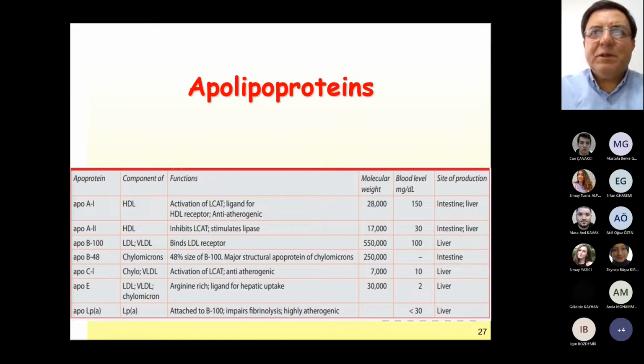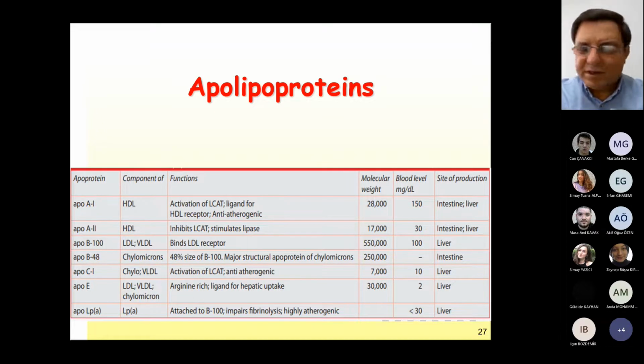And there are apolipoproteins, and these are associated with the lipoprotein particles. They have very important functions, like they have some recognition sites for the cell surface receptors. Some also work as activators or coenzymes for the enzymes working in lipoprotein metabolism. And there are some structural components of the particles, and these are transferred freely between the lipoproteins.